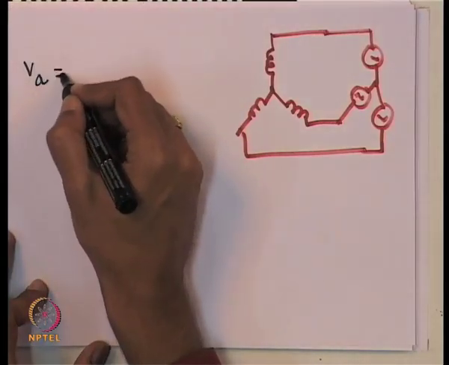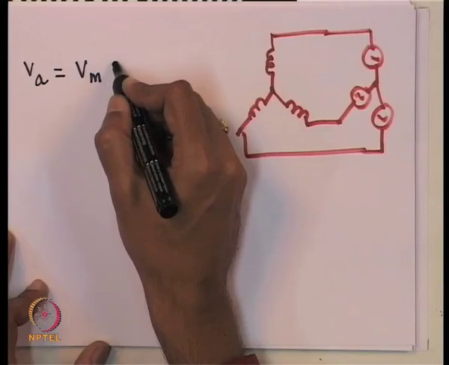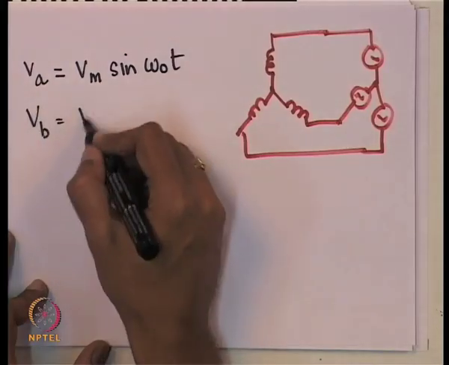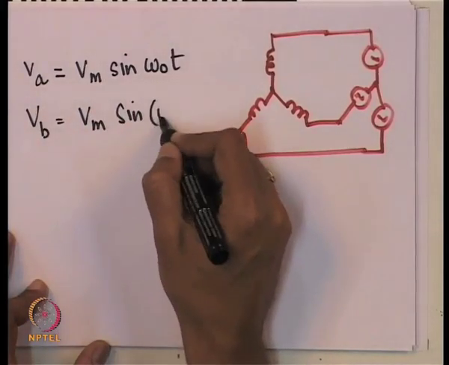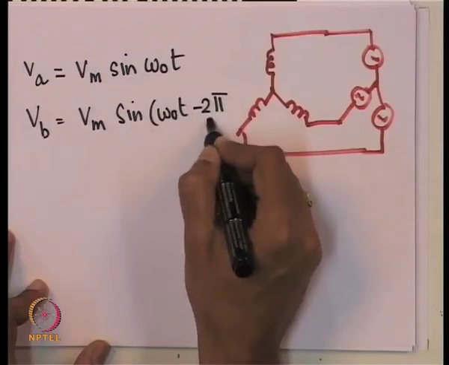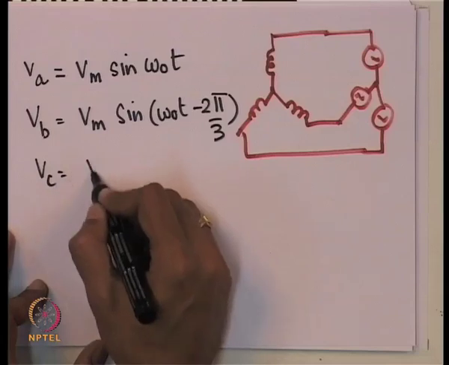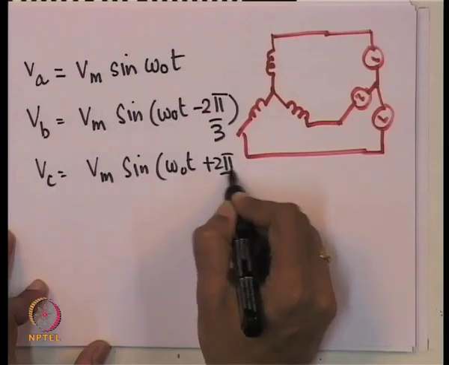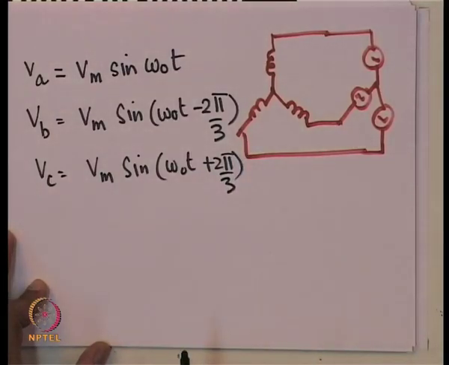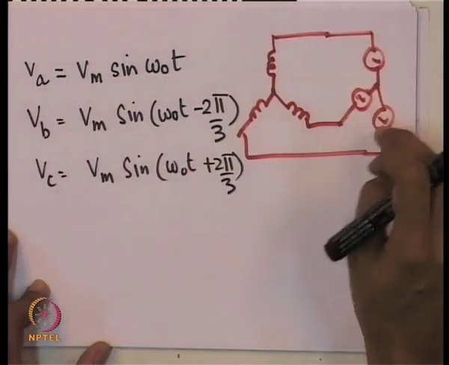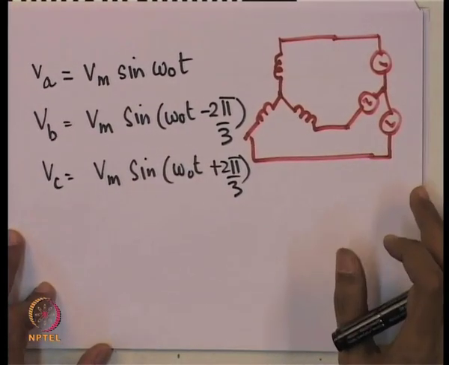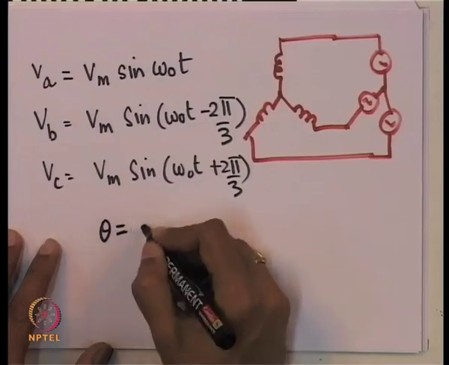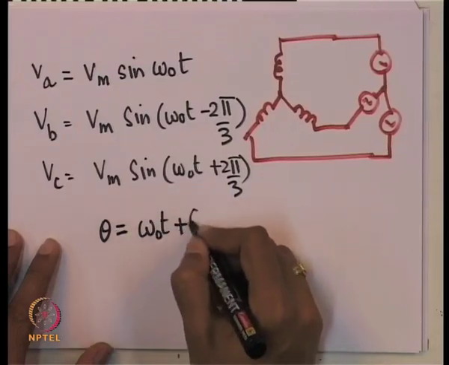Let us assume that this voltage source is V A, V max, a constant, balanced three phase voltage source, and V C is equal to V m sin omega naught t plus 2 pi by 3. So, this is the three phase balanced voltage source connected here, and let us assume that theta is equal to omega naught t plus delta.